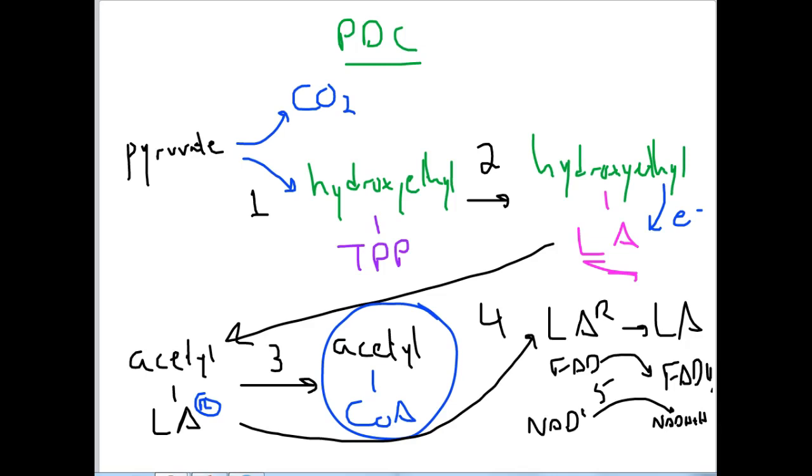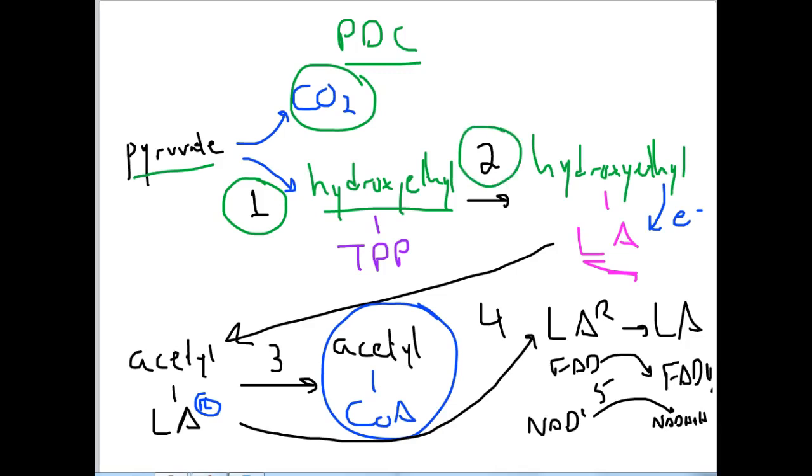So if we back up and do it a little bit more in an overview sense, step 1 of the PDC is converting pyruvate, which is 3 carbons, into hydroxyethyl, which is 2 carbons, through the loss of a carbon dioxide, a decarboxylation event. Step 2 is shifting hydroxyethyl from the coenzyme TPP to the coenzyme lipoic acid so that lipoic acid can oxidize hydroxyethyl to acetyl, accepting electrons and protons for it. Lipoic acid becomes reduced, and acetyl is the oxidized form of hydroxyethyl.